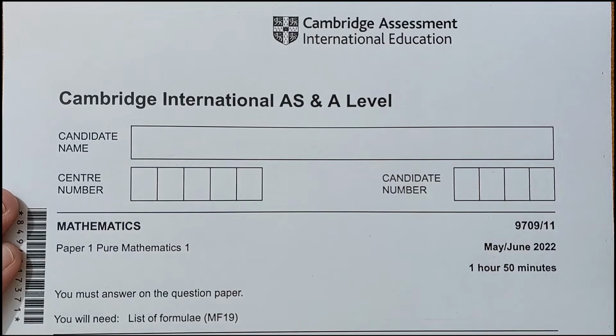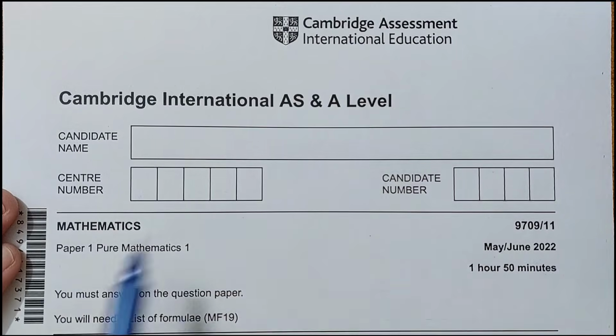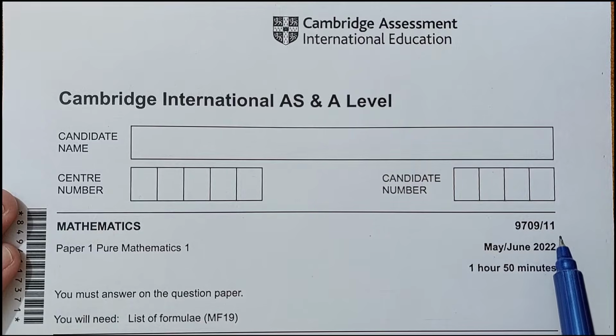Hi everyone, in this video I am going to solve Cambridge International AS and A Levels Pure Mathematics 1, May-June 2022, paper 1-1. So let's start with the first question.